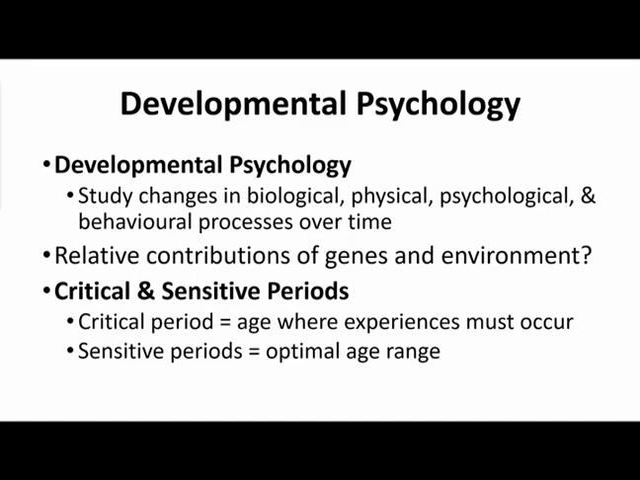We're going to talk a little bit about some critical and sensitive periods. Critical period being sort of a cutoff age where experiences must have occurred by that point, and sensitive periods being sort of an optimal age range in which your ability to do something happens best. And we've already kind of talked about sensitive periods in terms of language learning. So same basic idea, but we're going to talk about it in terms of other kinds of learning as well.